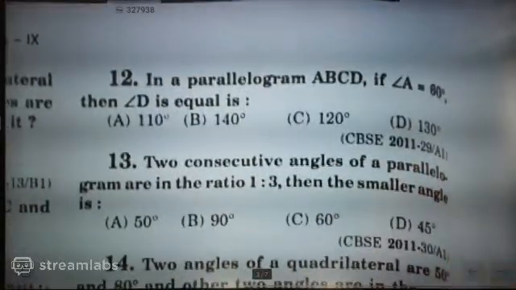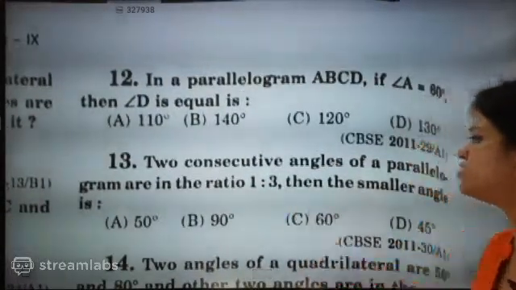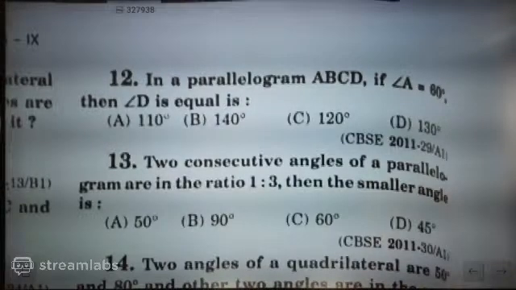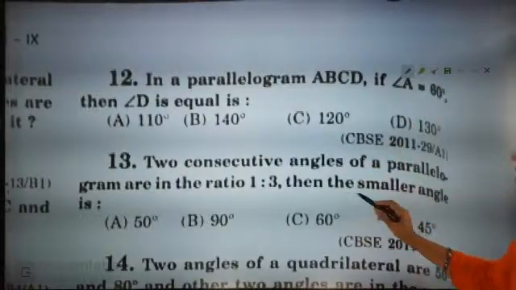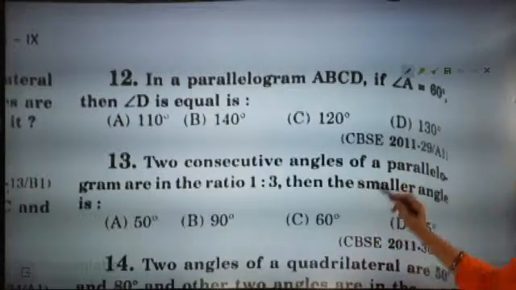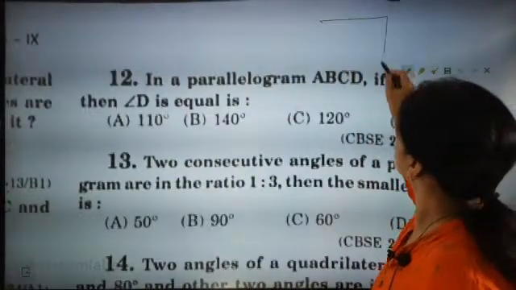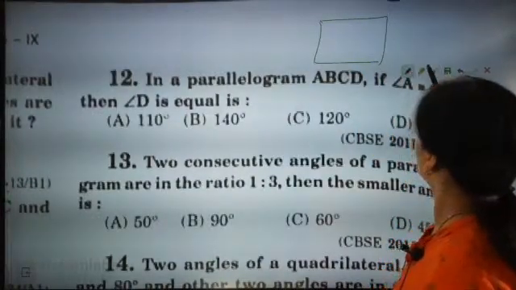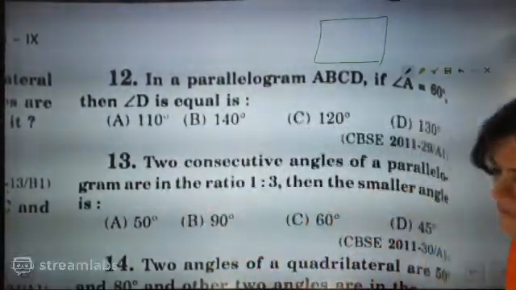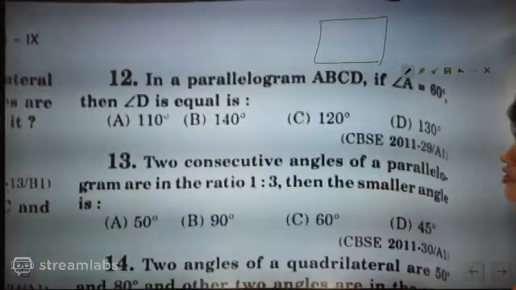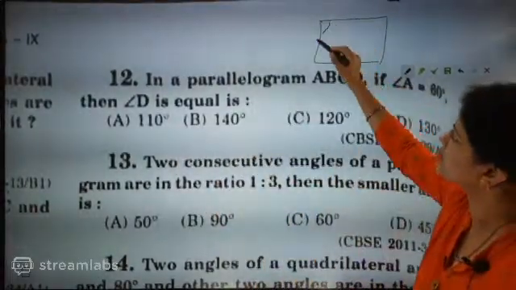Now, two consecutive angles of a parallelogram are in the ratio 1:3. Then the smaller angle is... Is it 1:3 or 1:8 here? Confirm, two consecutive angles of a parallelogram, 1:8 or 3? Okay, 1:3. First time itself I said correct.